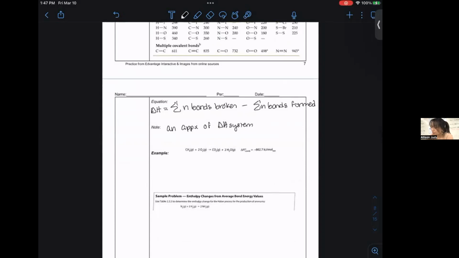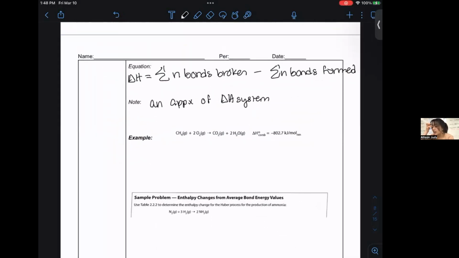So what we would do for this one is, a lot of times you need to actually draw out the Lewis structure to understand. So what you have is CH4, bonding with two O2s that are double bonded, going to CO2, which has double bonds to C, going to H2O. And you're going to want to make note of the coefficients. They matter.